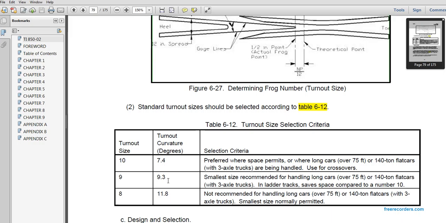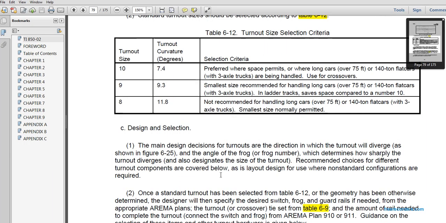A number 9 turnout has a curvature of 9.3 degrees. It is a smaller size, recommended for handling long cars over 75 feet or 140-ton flat cars with three axles, and it saves ladder space compared to number 10. A number 8 turnout has a curvature of 11.8 degrees. It is not recommended for handling long cars over 75 feet or 140-ton flat cars with three axles, and is the smallest size normally permitted.